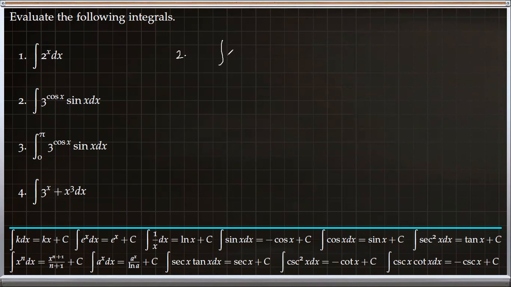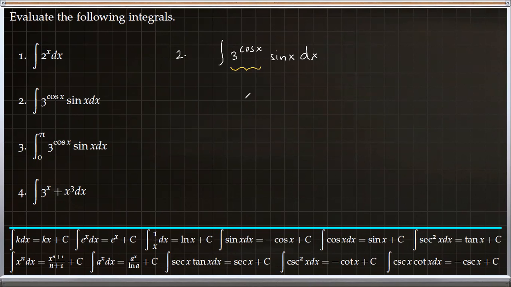Let's look at the second one. Here we have the integral of 3 to the cosine x, sine x dx. Now this looks like a combination of a few functions here. The first part is a composition of an exponential function with base 3 and cosine x. This part is a composition, and the sine x is by itself.